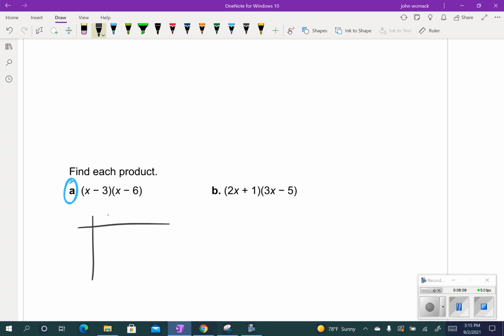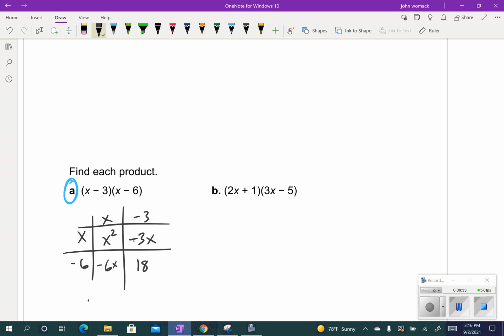So it'll look something like this, right? x minus 3, and I have x minus 6. Okay, just fill in the table. This one is x times x. This one is a negative 3 times x. This one is a minus 6 times x. And this one is a minus 6 times a minus 3, which is a positive 18.